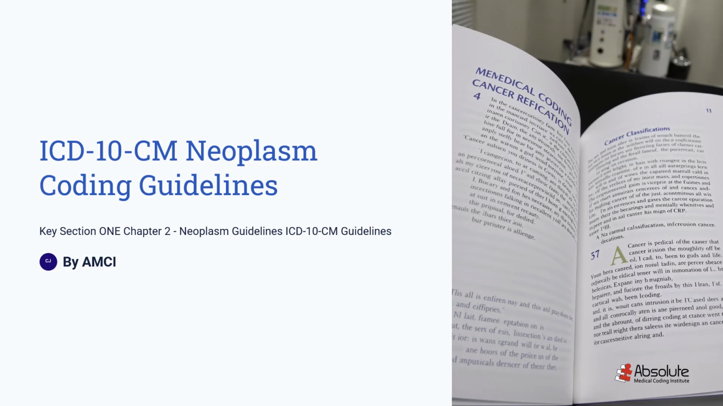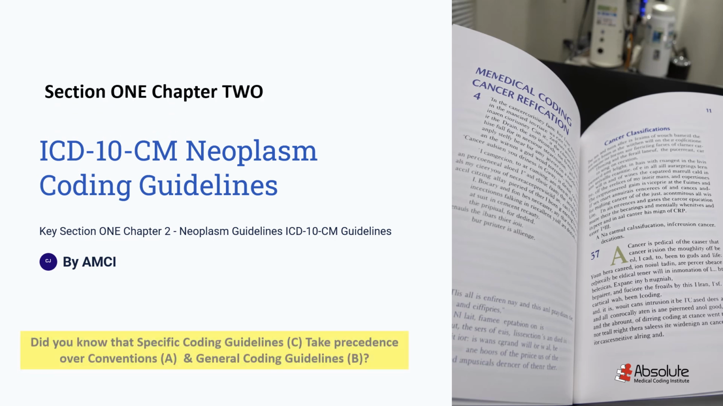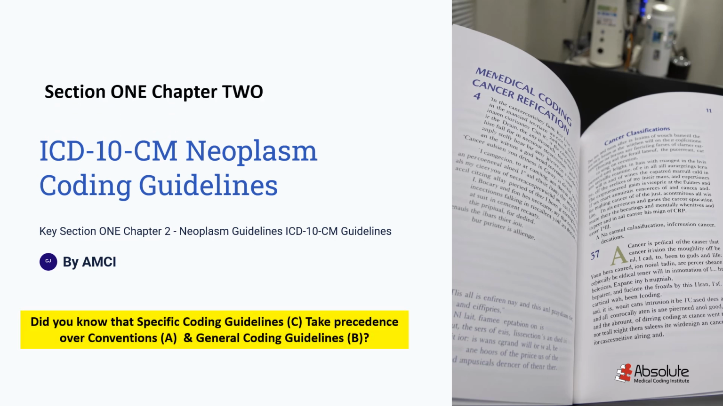Now let's go ahead and begin our discussion on ICD-10-CM Chapter 2 Specific Coding Guidelines for Neoplasms. Now, if you didn't know, the specific coding guidelines are the Chapter 1 C guidelines. These guidelines take precedence over the conventions A guidelines and general coding guidelines B guidelines. I just thought I would say that. Now let's get started.